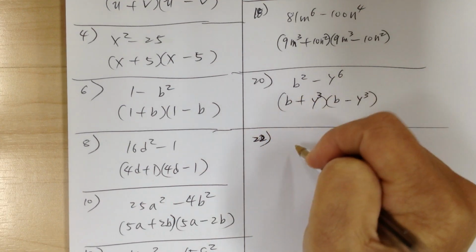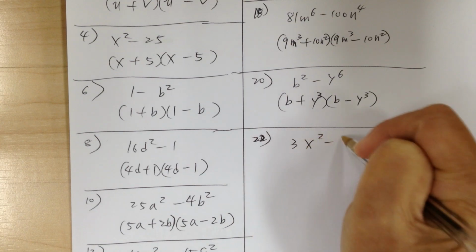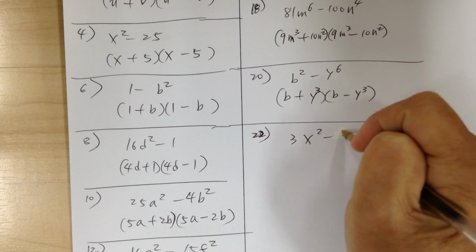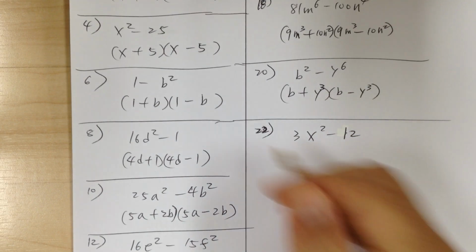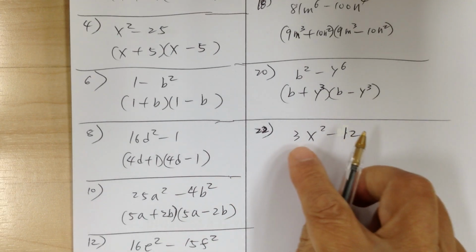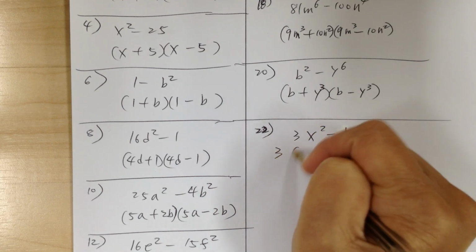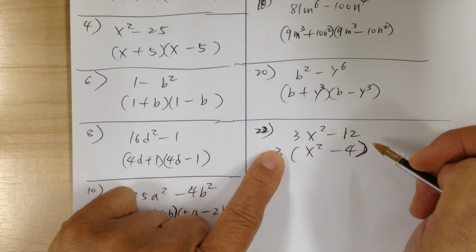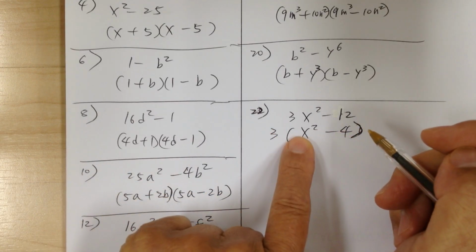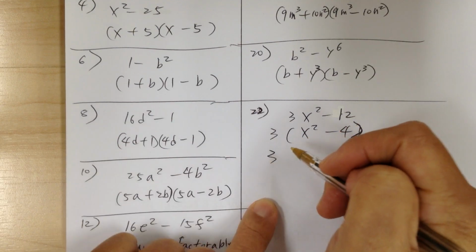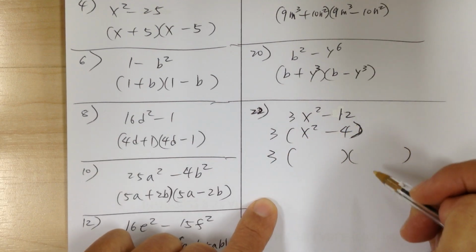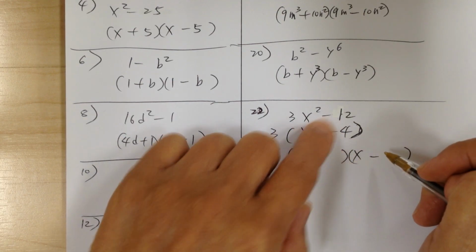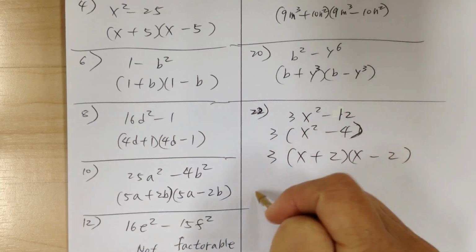Okay, 22, you have 3x squared minus 12. Okay, so again, you have to go through the checklist, right? So step 1, common factor, you got 3 and 12, so you can factor out the 3. So it becomes x squared minus 4. Okay, so this is step 1. Now this is a square minus square. So jot these things down. So you have to do the step 2a. So you're going to get x times x give you x squared, plus times minus give you minus, 2 times 2 give you 4.